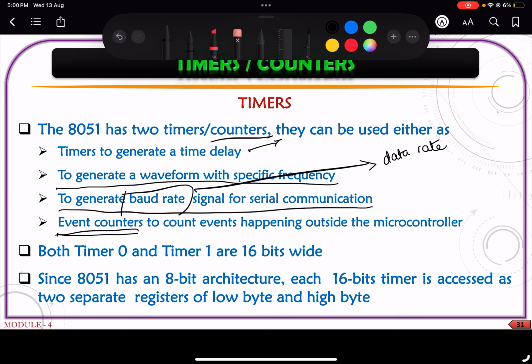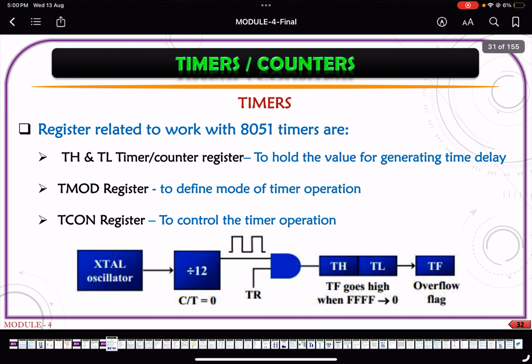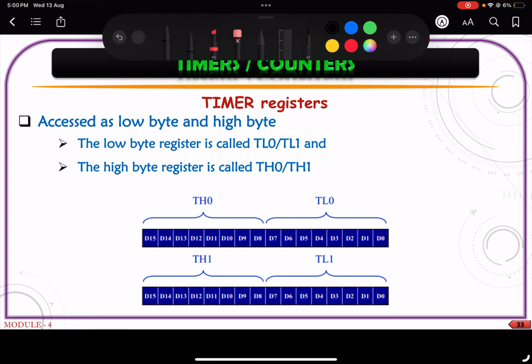It really depends. Now each timer is 16 bits wide, but since the 8051 has an 8-bit architecture, they split it up, and you must have seen multiple times that you see TH and TL in all the code. So basically, your 16 bits are split into two segments of 8 bits each, because your microcontroller can only process 8 bits at one time.